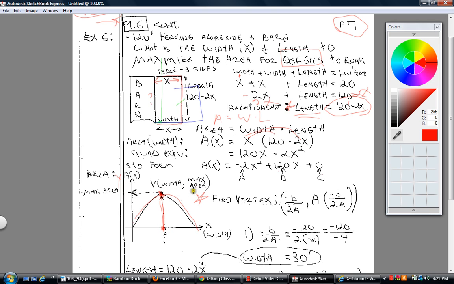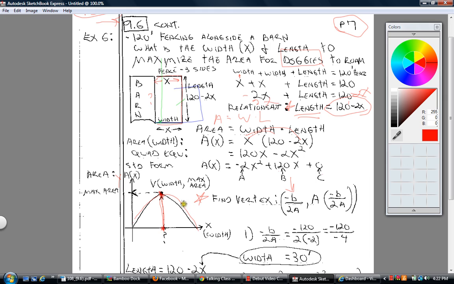So now we know what the definition of vertex is. It's always the max or the min. In this case, it's going to be the max. So we will find negative b divided by 2a. And that's the line of symmetry again, but that's where the vertex is going to sit. And then once we find that value, we're going to put it in and find the function of area relative to that value, negative b divided by 2a.